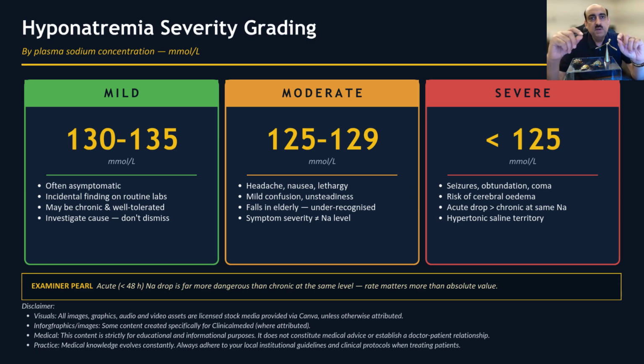But remember, the number alone doesn't matter that much. It's the rate of drop which matters more, because a chronic hyponatremia patient with a level of 122 may be functioning independently, while a patient with an acute drop to 128 may present with seizures.